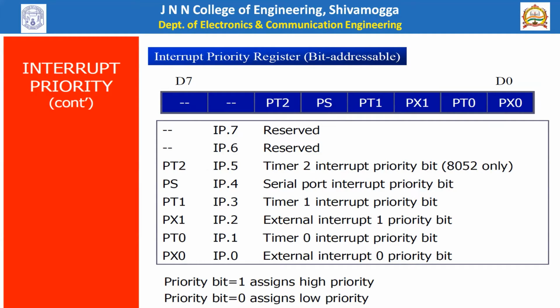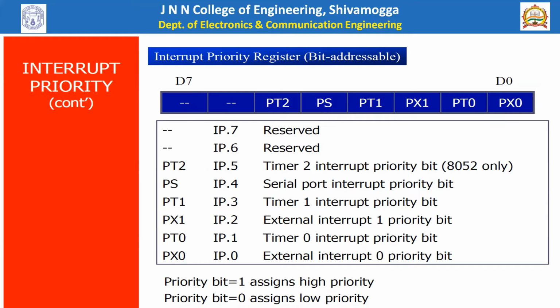PS is the serial port interrupt priority. Timer 1 interrupt priority is PT1. Then the external interrupt 1 priority bit, the timer 0 interrupt priority bit, and the external interrupt 0 priority bit.